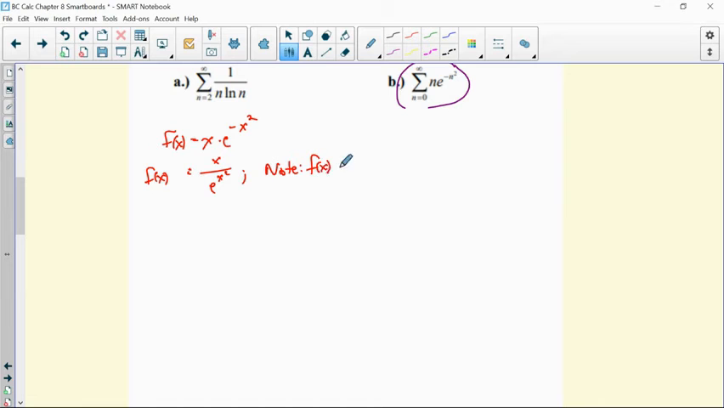f of x is continuous. f of x is positive. Right? We'll never get a negative value because our exponential function is positive. And it is decreasing because the denominator, as we go off to infinity, will get bigger faster than the numerator. So f of x is decreasing.